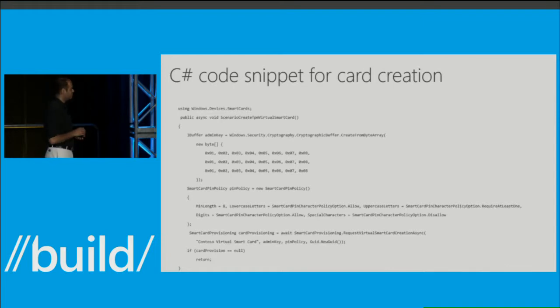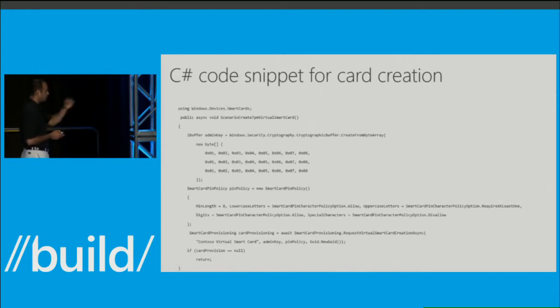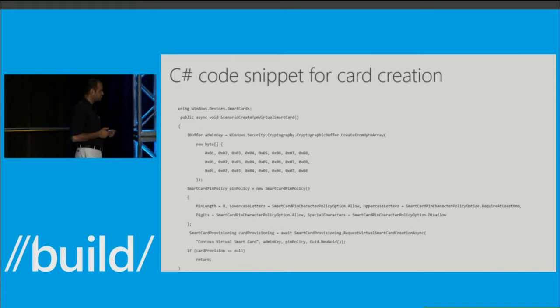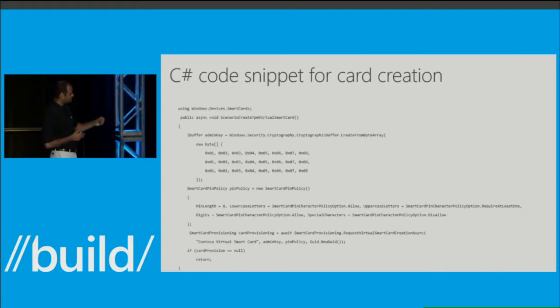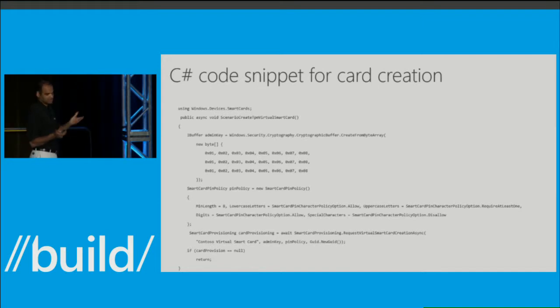This is just an example. Again, the idea behind this feature is that PINs don't need to be complex. So you can imagine a simpler PIN policy where you have a minimum length of 4, for example, and that'd be the only PIN policy. So your users would have a 4-digit PIN, for example. Once you create your smart card PIN policy object, then you call this API, request virtual smart card async, and you pass it a friendly name for the virtual smart card, and this is what the user would see in Device Manager or in the devices page in modern settings. And you pass in the admin key, the PIN policy, and the card ID, which is the GUID, and you get the return code. So this is a very simplified snippet. This is how you would go about creating a virtual smart card on a local PC.